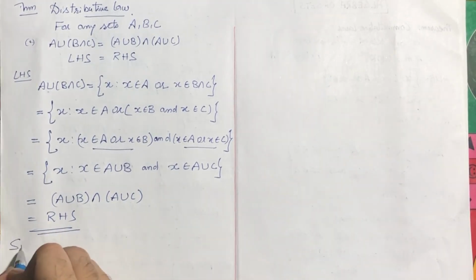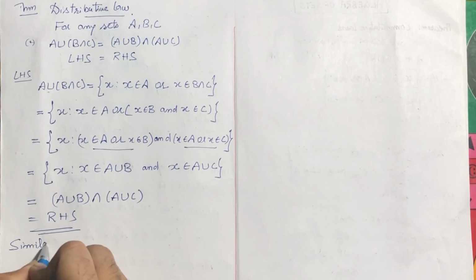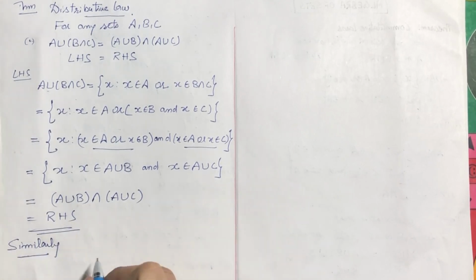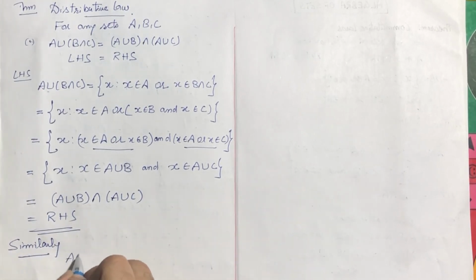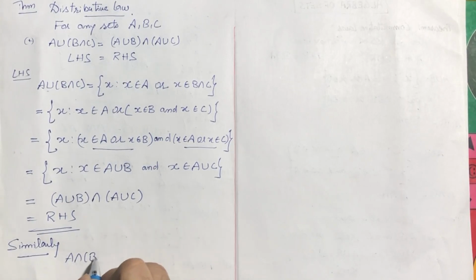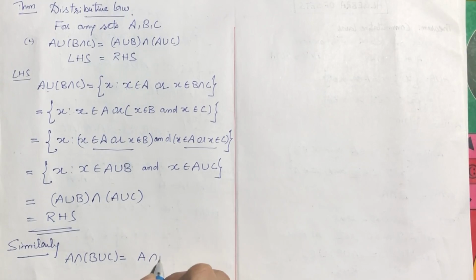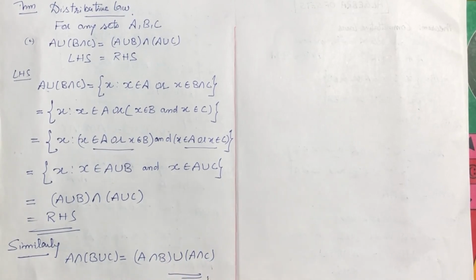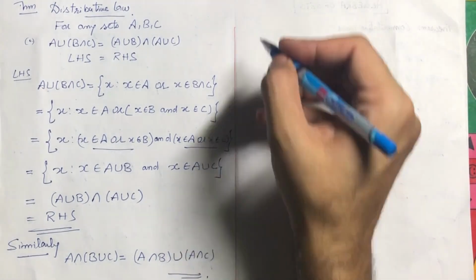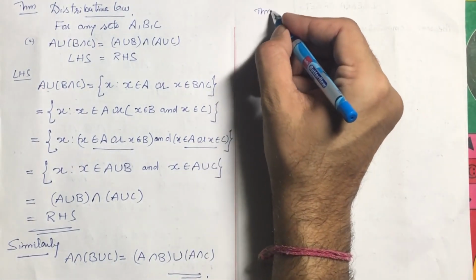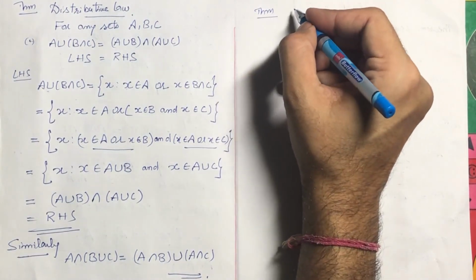Similarly we have A intersection (B union C) is equal to (A intersection B) union (A intersection C). Next theorem, De Morgan's law.